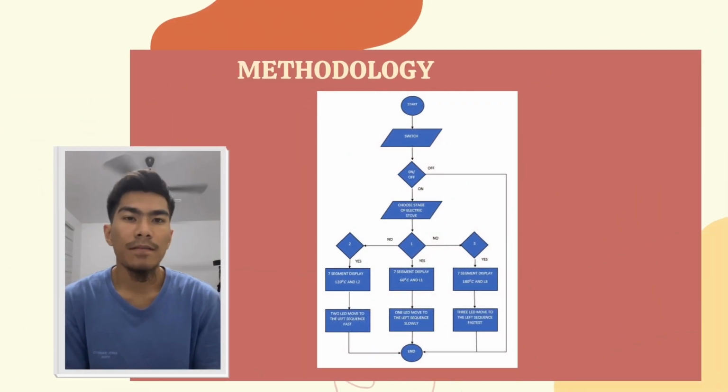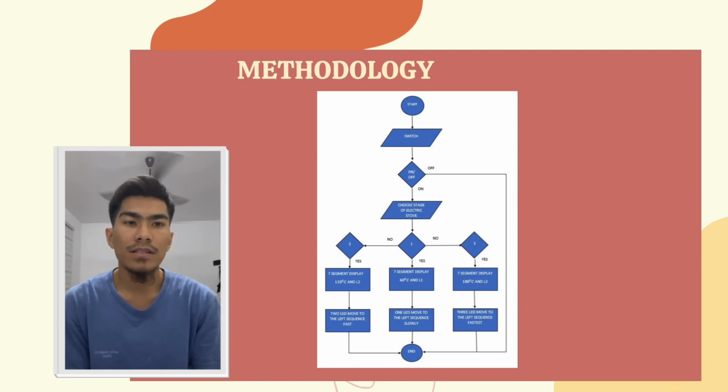For the flowchart, first we start the program. Then the input is the switch button. After that, do a selection. If the selection is off, the system will end. Meanwhile, if the selection is on, choose the stage of the electric stove. If the stage is 1, the 7 segment will display 60 degrees Celsius, L1, and one LED moves to the left in sequence slowly. Otherwise, the result will be stage 2 or 3.